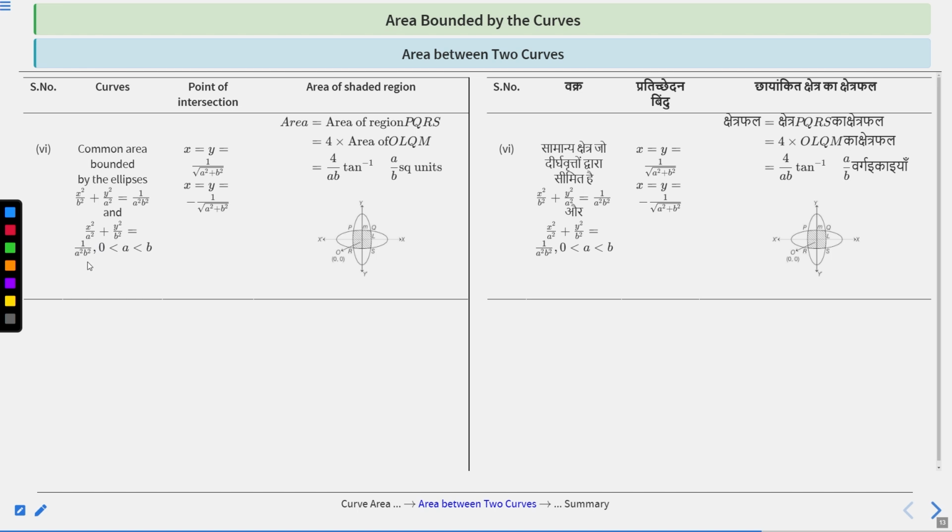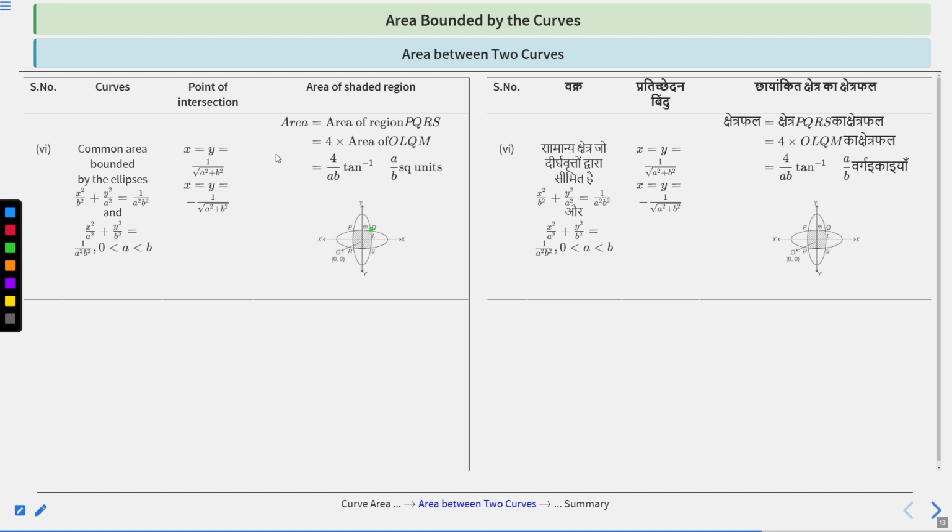square is equal to 1 by a square b square, where a is greater than 0 and b is greater than a, right? And the point of intersection will be x equal to y, that is 1 by root over c. These two curves have points of intersection in all four quadrants, right? And the x and y will be plus minus 1 by root over a square by b square. Plus and minus will depend upon different quadrants, right?